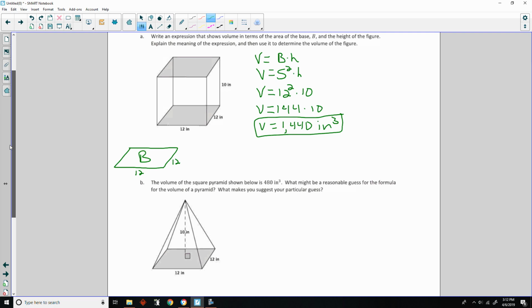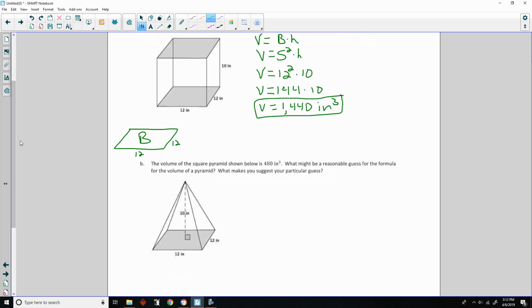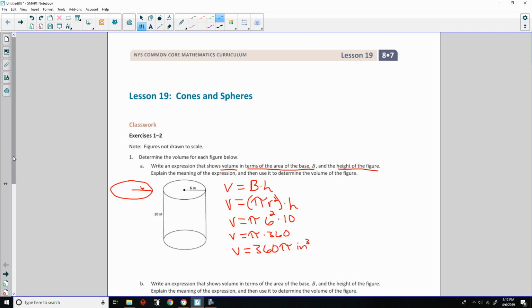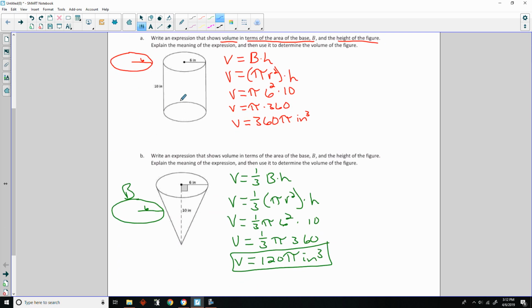Okay. Now I'm just going to scroll to here because I want to point something out. When we look back at these two figures, a cylinder's volume is base area, which is pi r squared, times height.